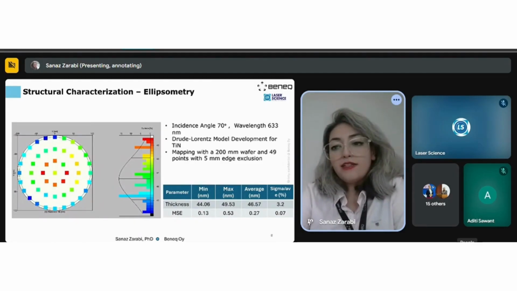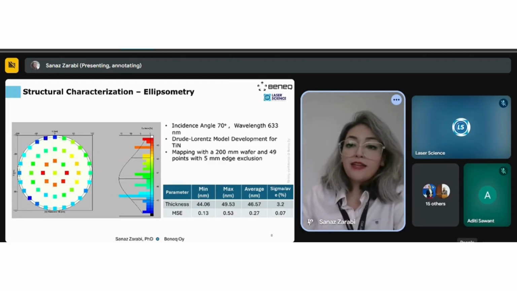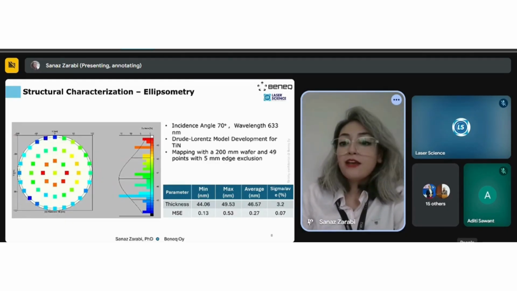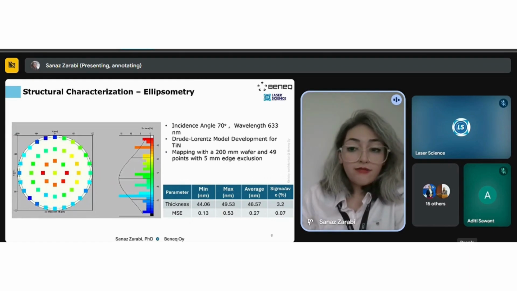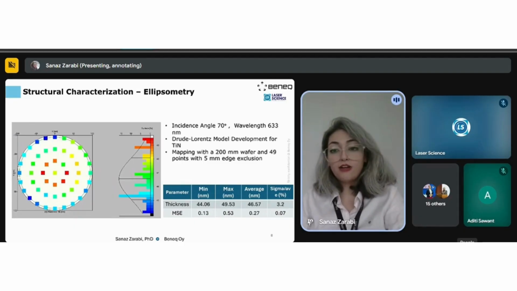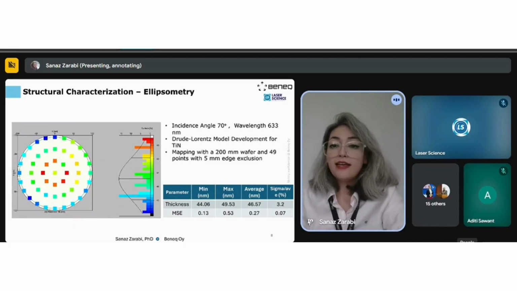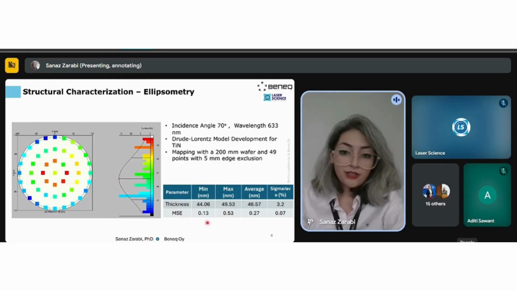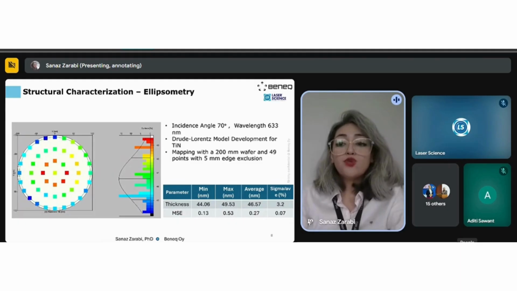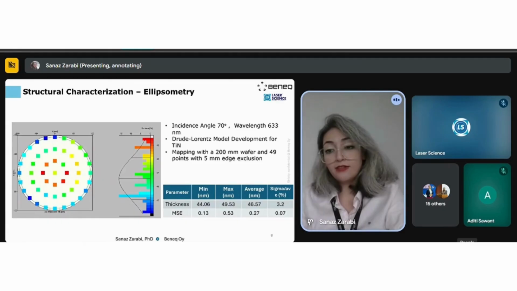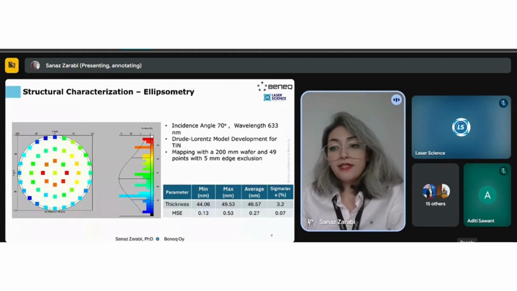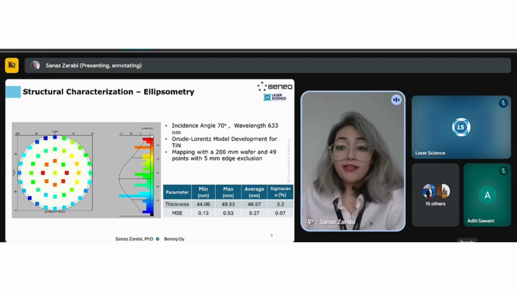Despite these challenges, we successfully performed high-precision ellipsometry measurements thanks to our senior scientist, Dr. John Ron, ensuring the accuracy of our results. A key indicator of measurement reliability is the mean squared error, as you can see here, the MSE value, which quantifies the fit quality between our model and the experimental data. Our measurements exhibited exceptionally low MSE values, confirming the precision of our thickness and optical property analysis.